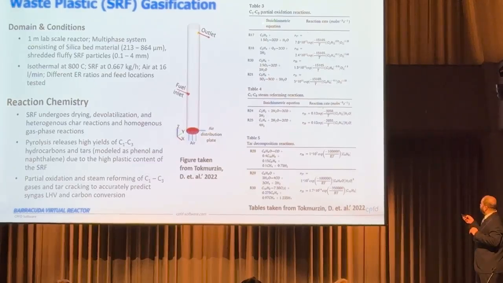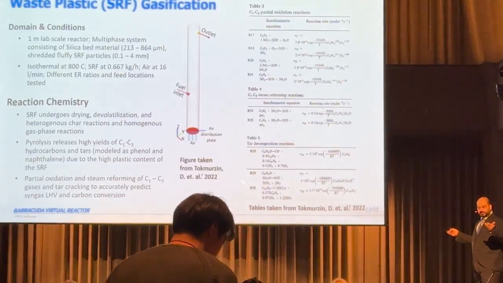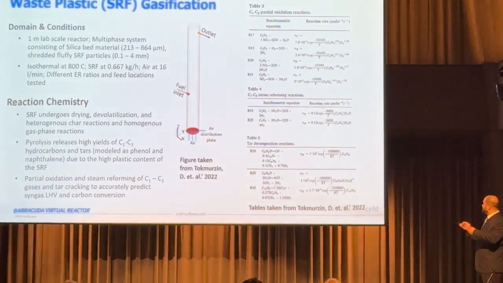Firstly, they account for the oxidation reactions. I'm only showing a few of them here. Similarly, they're also accounting for steam reforming reactions of the C1 to C3 hydrocarbons. Then the authors also account for certain tar decomposition reactions. Again, this is something that can be done in Barracuda. Many of our customers do this. The authors are showing a great example of how they've implemented this within Barracuda. They have modeled these tars as phenol and naphthalene, again because of the high plastic content in this SRF fuel.